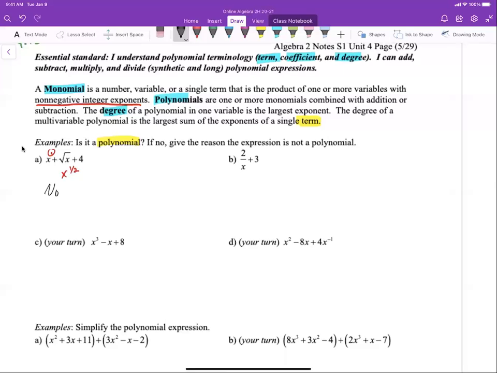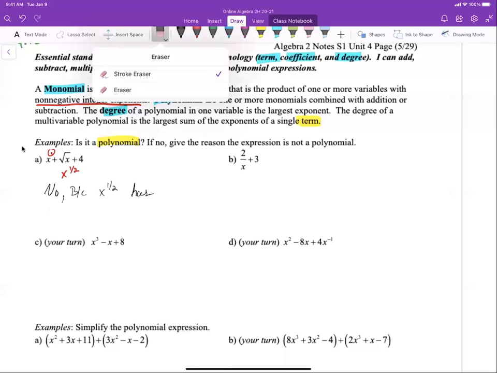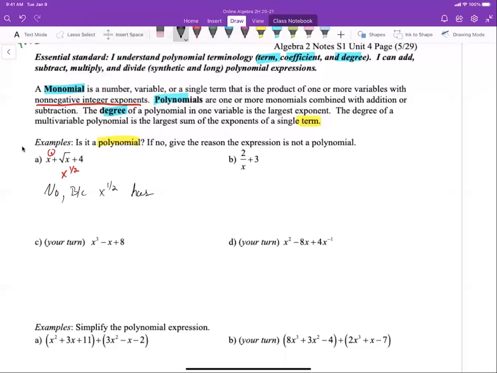The answer here is no, because x to the 1/2 does not have a non-negative integer exponent. That 1/2 is a fraction. It is not an integer.